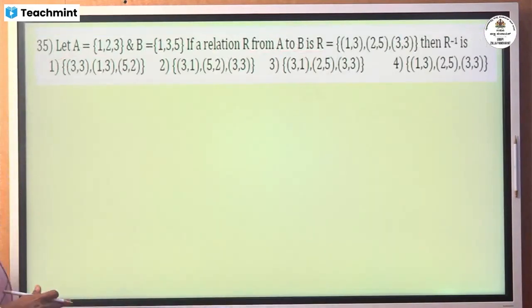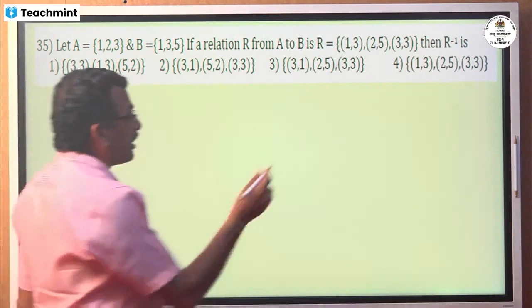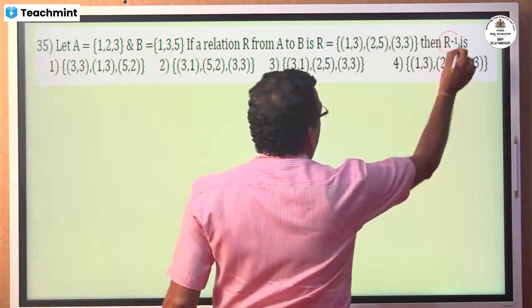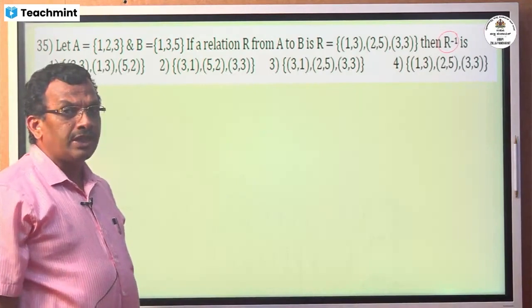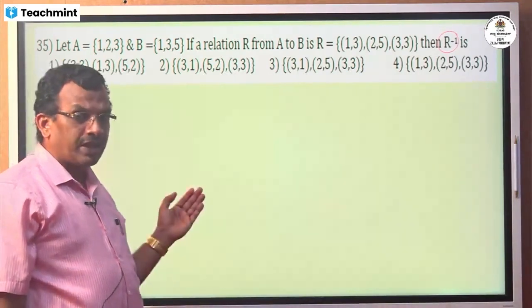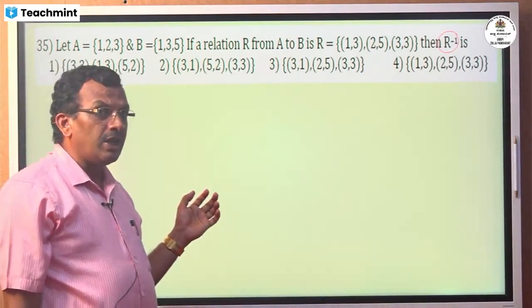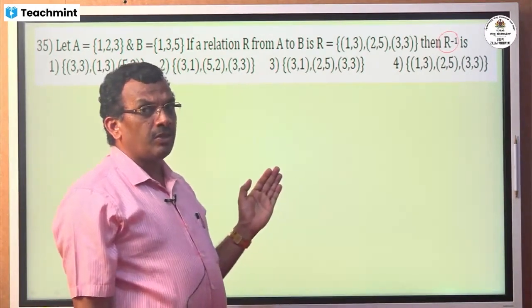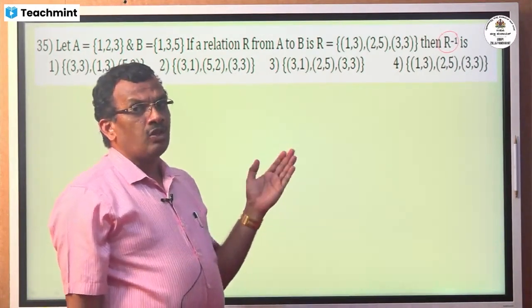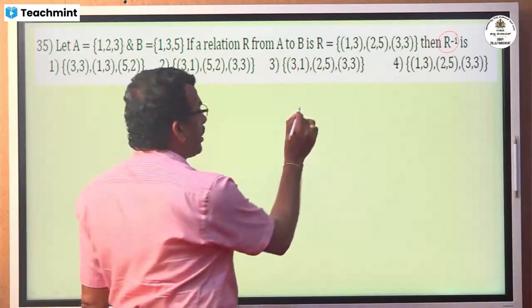Now, let A equal to {1, 2, 3} and B equal to {1, 3, 5}. If a relation R from A to B is R equal to that one, then R inverse equal to? In first PUC we have not defined what is inverse. Here inverse means a reverse process, right? You have seen it in the invertible condition. It is a reverse process. What happens in a reverse process? Domain becomes the range, range becomes the domain.